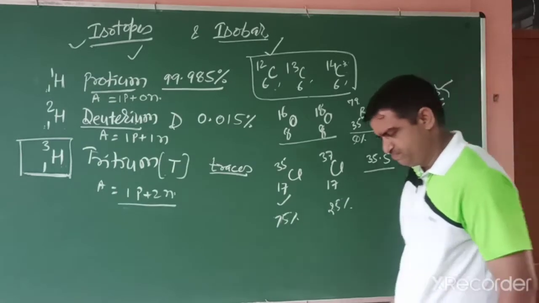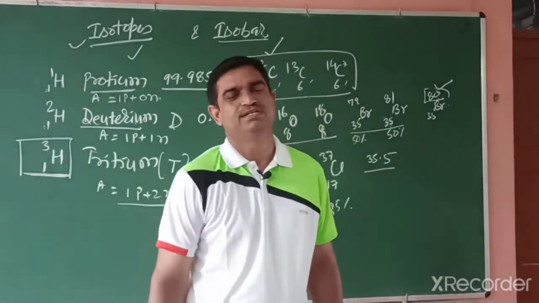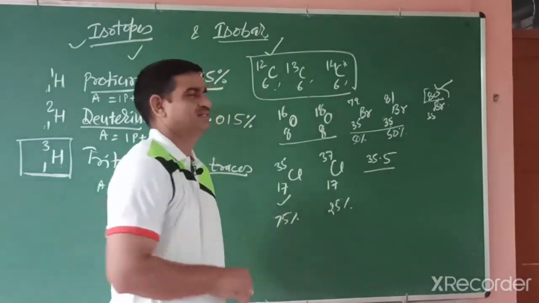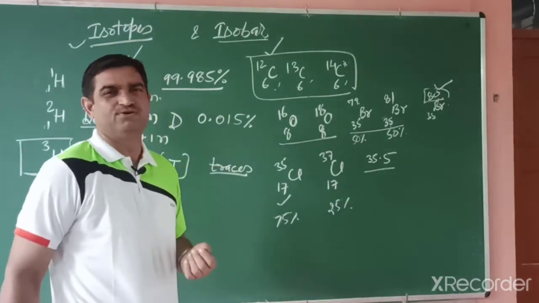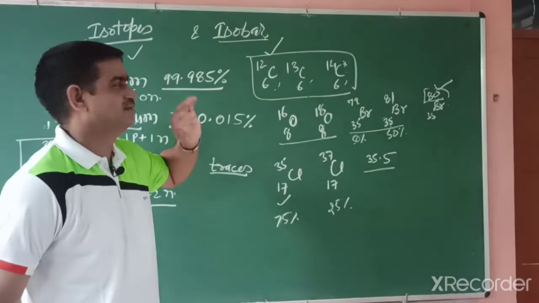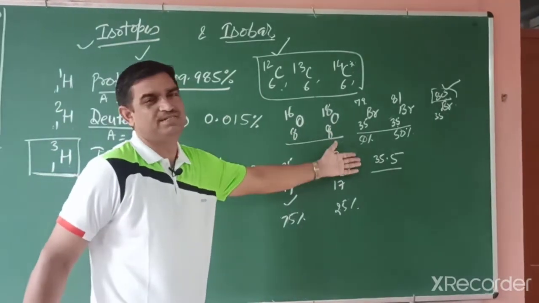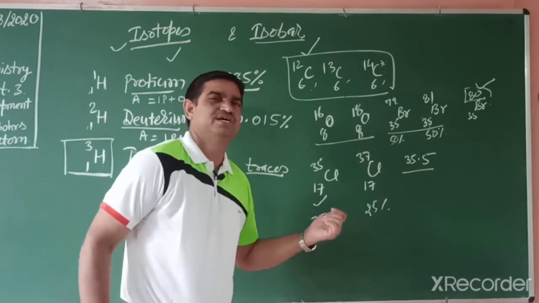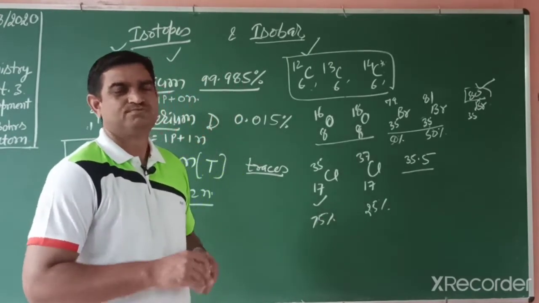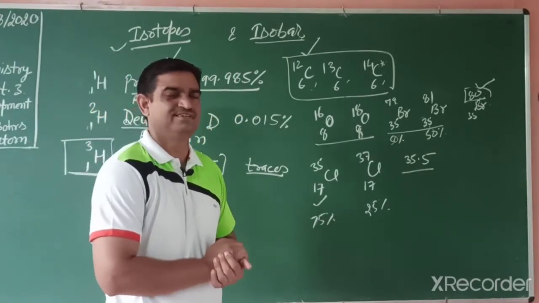So in this way, we take the average of all the elements, the atomic mass average, and the chemical property depends on electronic configuration. All these isotopes have the same number of electrons, meaning the same element, so their chemical property is the same. Physical property is slightly different.